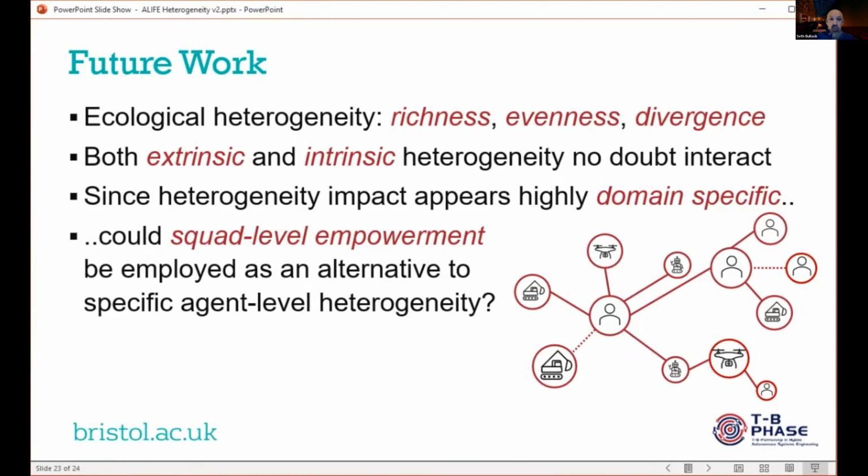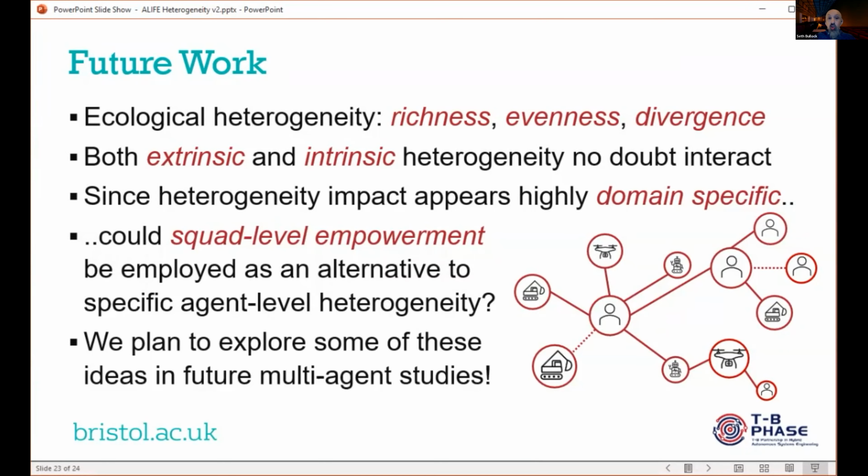If you saw Christoph Salge and colleagues talk on the first day, empowerment is a way of measuring how influential an agent is on its environment. Could we bypass a deep understanding of heterogeneity in a problem space and use a more generic agent information theoretic measure to drive this kind of prioritization scheme? So those are the questions that we're going to explore next.